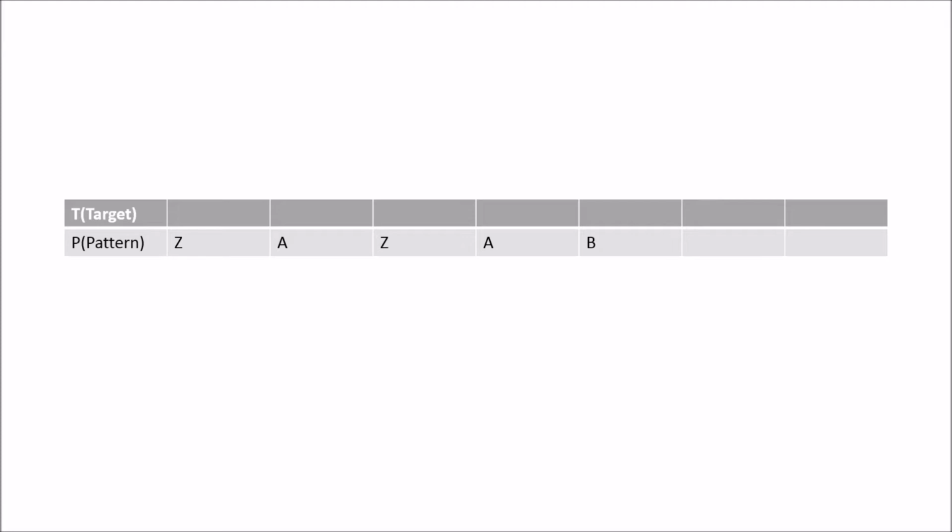KMP is different to the naive method in that when there is a mismatched element and we found j-1 elements that do match, we don't restart the matching from the start of the pattern string. Instead, we take advantage of the j-1 matched elements to tell us where to restart the matching from.